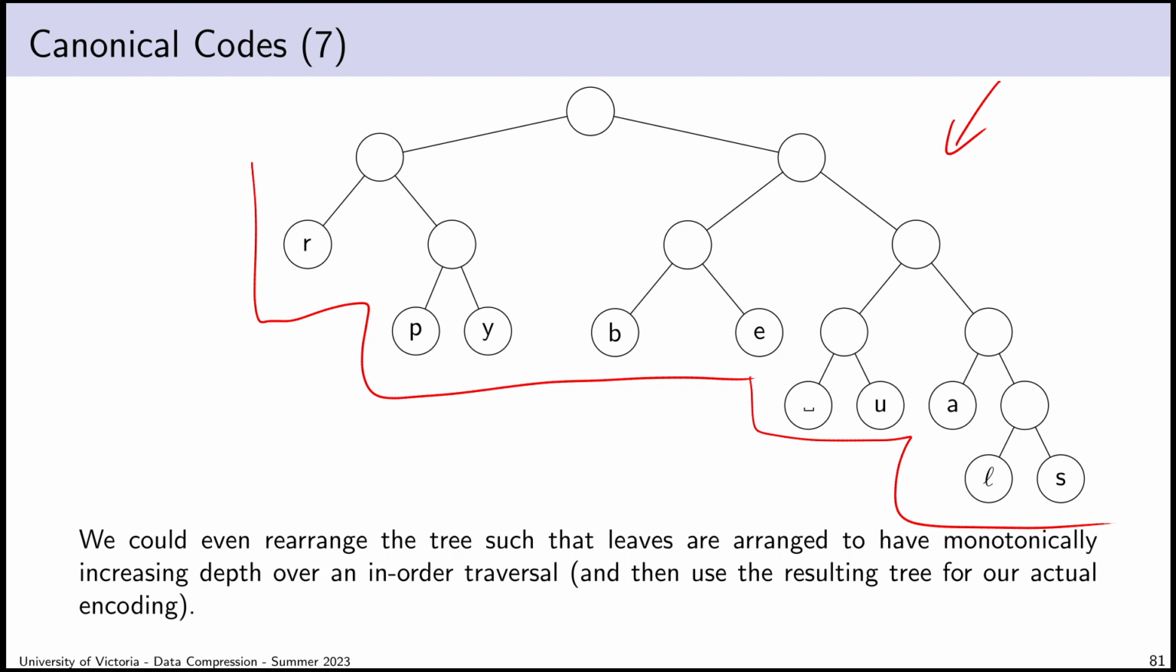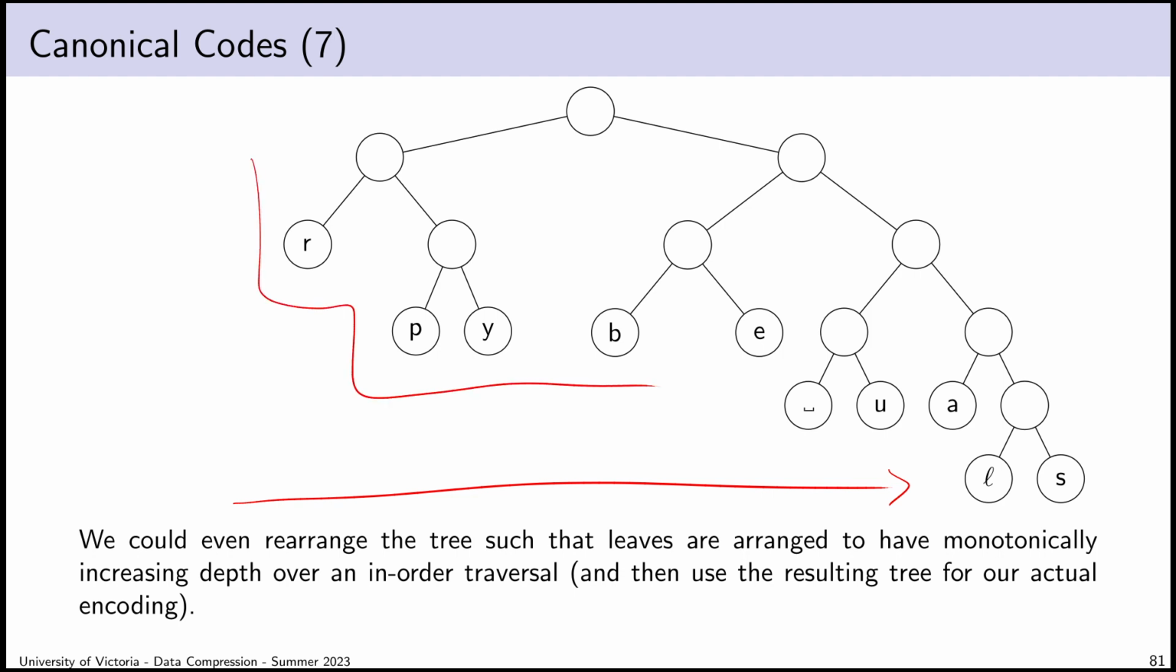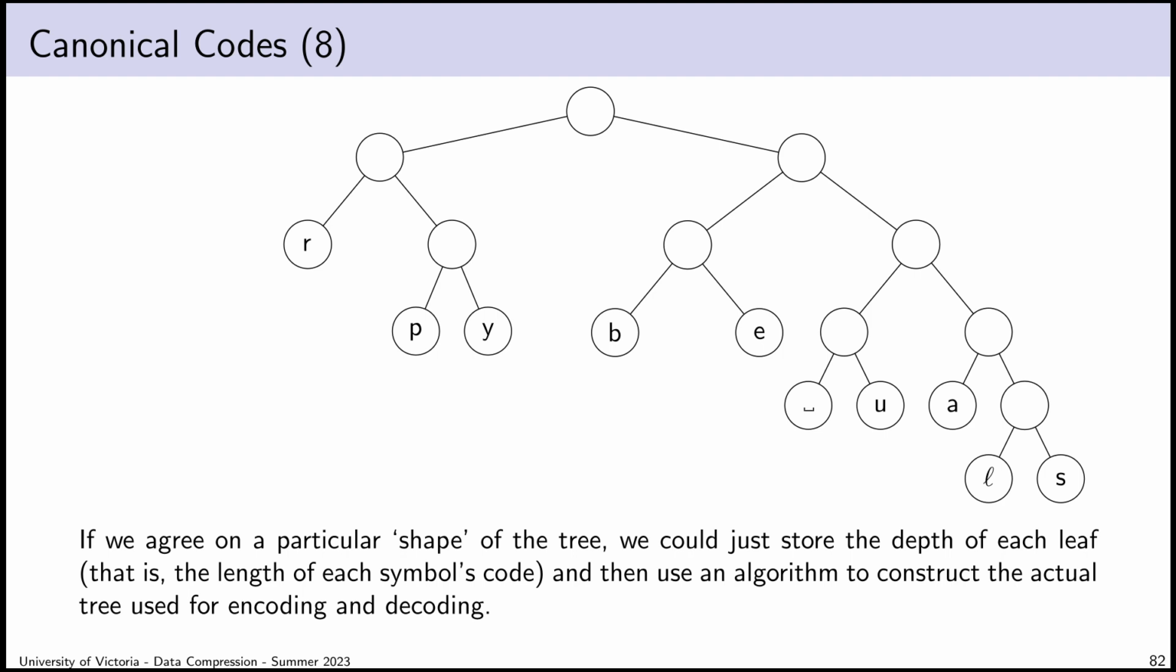And in that context, why not just choose some specific canonical shape of our tree and use that? And the hope, I guess, we have by doing that is that it means we have to send a lot less information about the tree to the decompressor, because the decompressor already knows a lot about our tree. So one option would be to rearrange the tree so that, as I go from left to right in an in-order traversal, the depth of leaves is monotonically increasing. And if we agree on a particular shape, then maybe we could just store the depth of each leaf. So I could say this has depth 2, this has depth 3, and 3, and 3, and 3, and so on. And maybe I could just send those lengths and then send the symbols that go with each length.